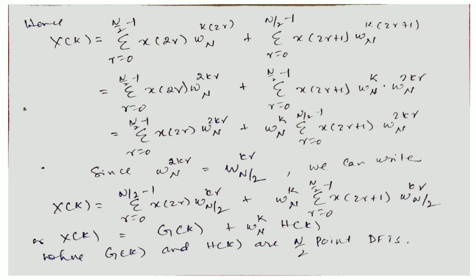Therefore, now we can write X[k] is equal to the summation of x[2r] W_N^(k·2r) with r equal to 0 to N/2 minus 1, plus the summation of x[2r+1] W_N^(k(2r+1)) with r equal to 0 to N/2 minus 1. So this term W_N^(k(2r+1)) can also be written as W_N^k into W_N^(2kr). That's the first step. And then we bring this W_N^k outside and we rewrite like this. And subsequently, W_N^(2kr) is further equal to W_(N/2)^(kr).